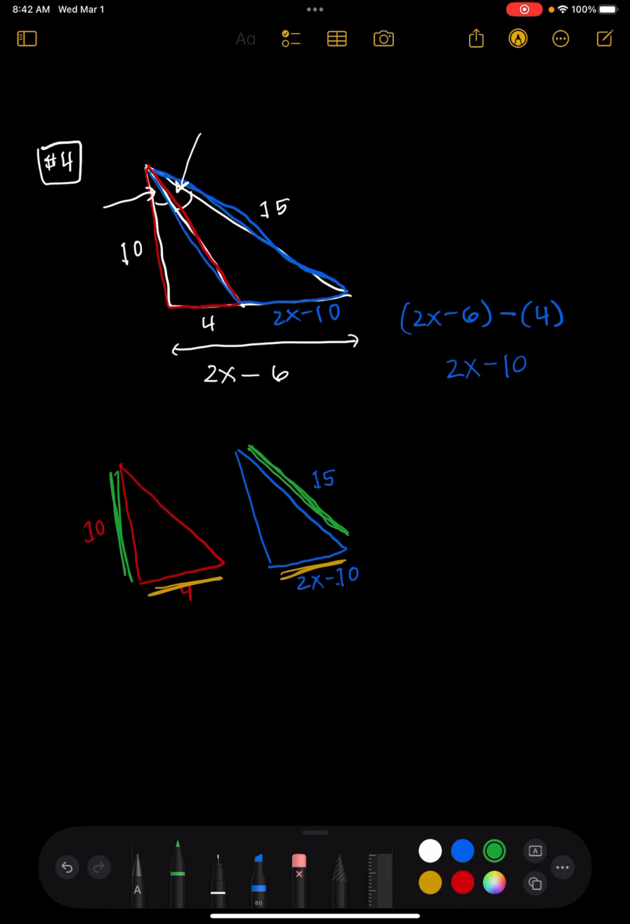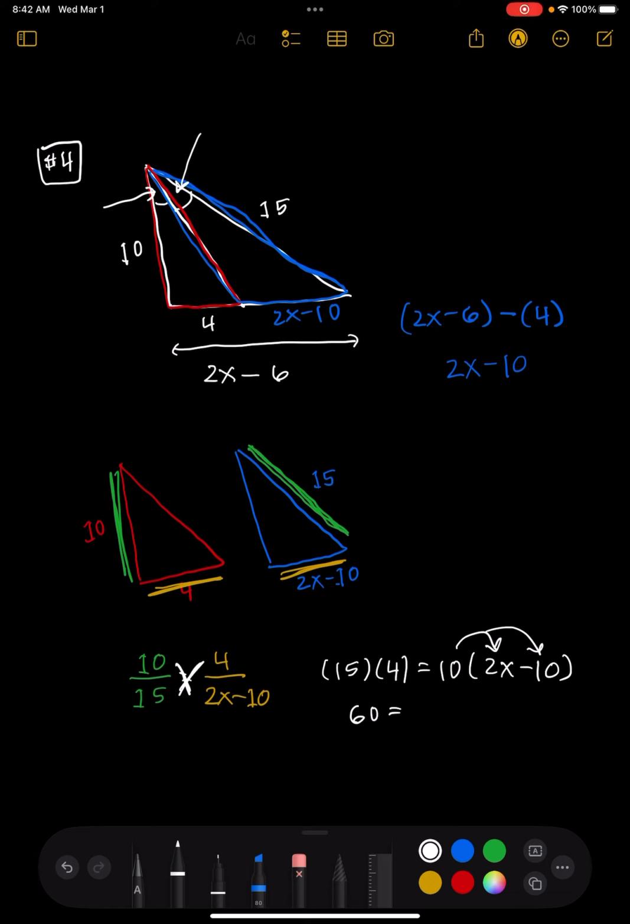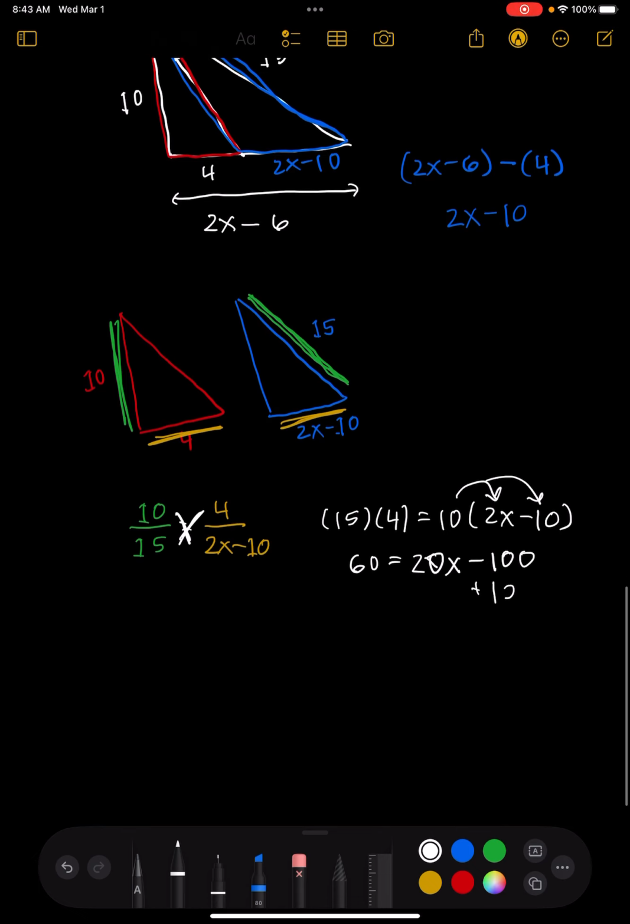Okay, so your green fraction will be 10 over 15, and then your yellow fraction will be 4 over 2x minus 10. We're going to set them equal to each other and then cross multiply, so I'd get 15 times 4 equals 10 times 2x minus 10, and then we can multiply. So 15 times 4 is 60, and then we're going to distribute the 10. 10 times 2x gives me 20x, and 10 times negative 10 gives me negative 100. So we're going to add 100 to each side.